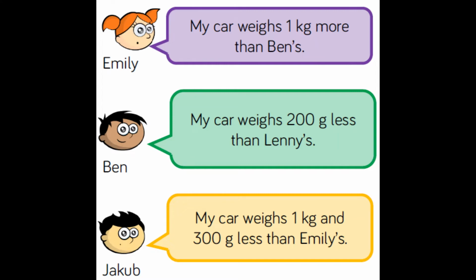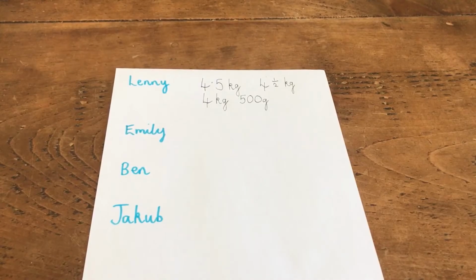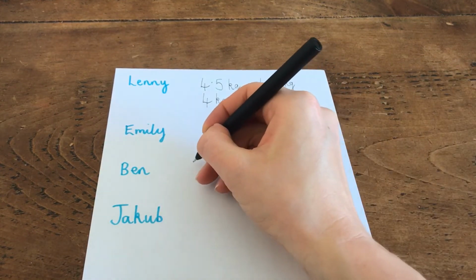So who are we going to start with? Who can we start with? Because you have to do these in a certain order. We can't work out Emily's, for example, because we don't know what Ben's weighs. So who are we going to start with? So we're going to start with Ben. Okay, so Ben. My car weighs 200 grams less than Lenny's. So have a think about the measurement you wrote down for Lenny. And Ben's car weighs 200 grams less.